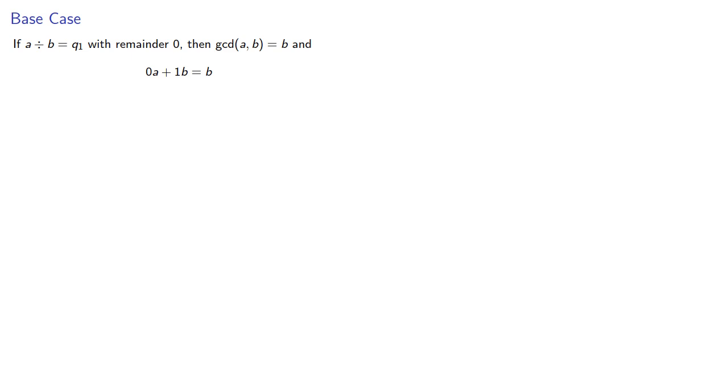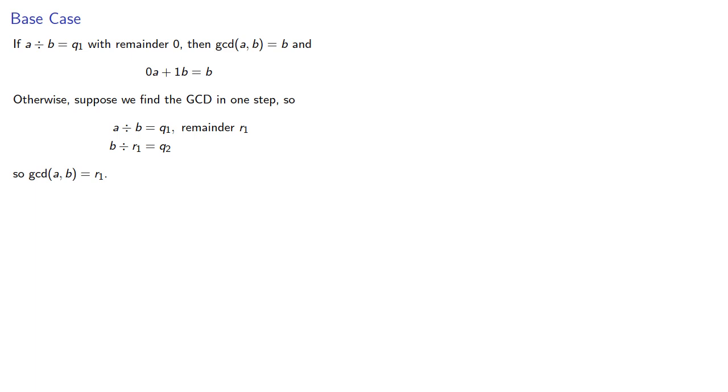And while we could use this as our base case, let's go ahead and consider the case where we have to do one division with a remainder. So suppose we find the greatest common divisor in one step, so we find our quotient, and this has to be our one step because if we divide by r1, we get q2 with no remainder, and so our greatest common divisor of a and b is r1. And from our first division, we can rearrange this, and here we have a linear combination of a and b that gives us that greatest common divisor, proving the base case.